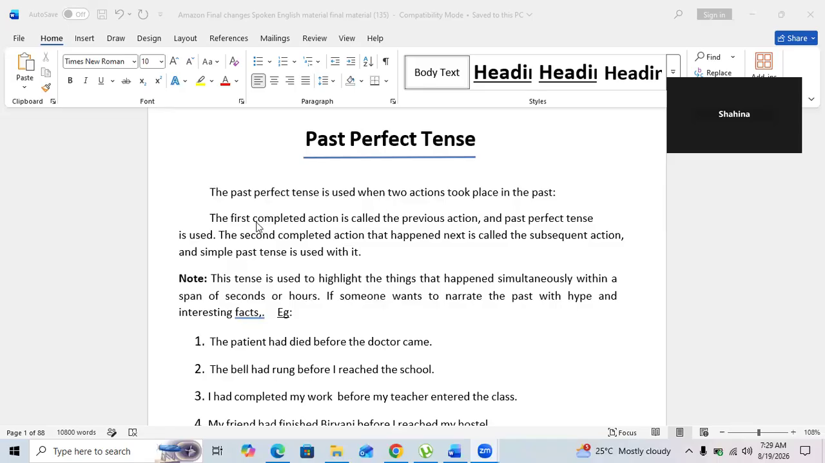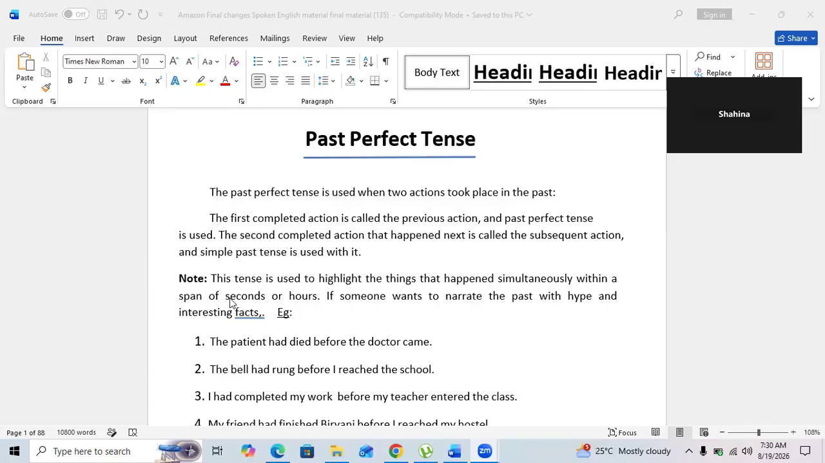As you can see, the first completed action is called the previous action. Which action completed first? The patient died. And over there, what do we have to use? Past perfect tense, as you can see here: subject plus had plus V3. This is past perfect. And the second completed action that happened next is called the subsequent action, and simple past tense is used. So next one, what did happen? The event which happens next is known as simple past.